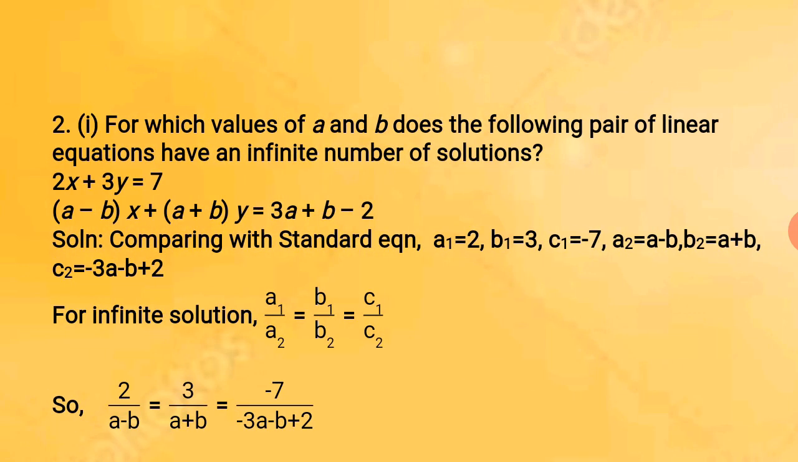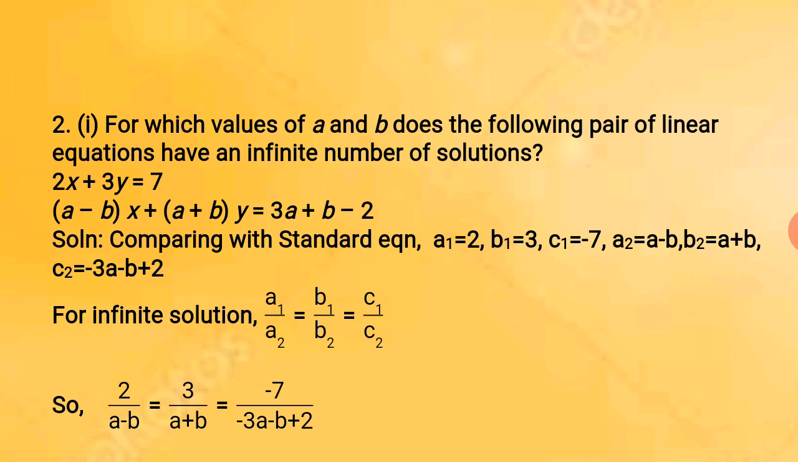Now, question number 2, the first sub-question. For which values of a and b does the following pair of linear equations have an infinite number of solutions? Now, the pair of linear equations are given to be 2x plus 3y equal to 7, and the other one is (a minus b) into x plus (a plus b) into y equal to 3a plus b minus 2.